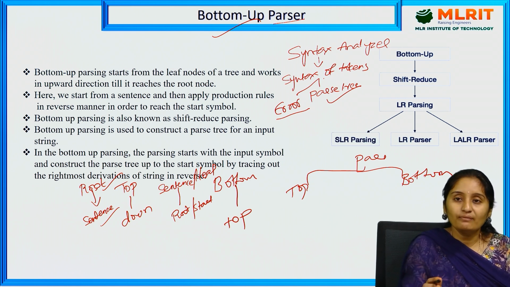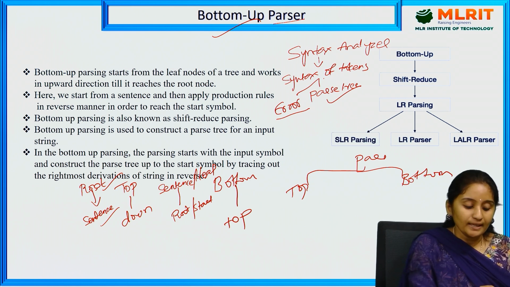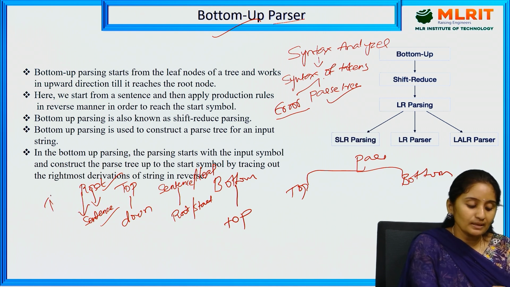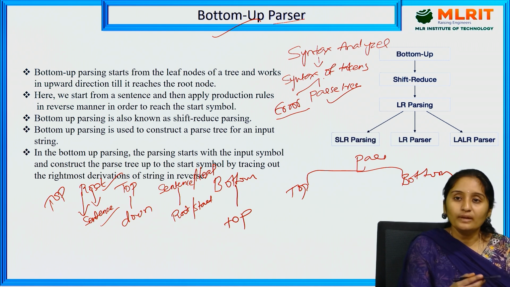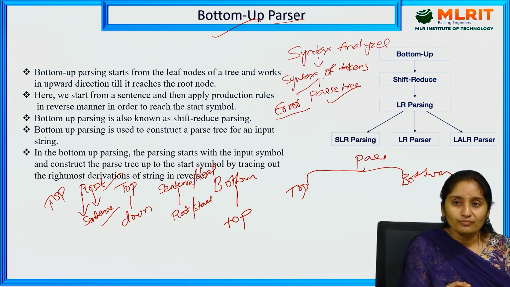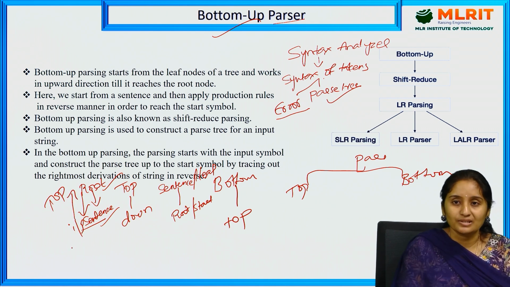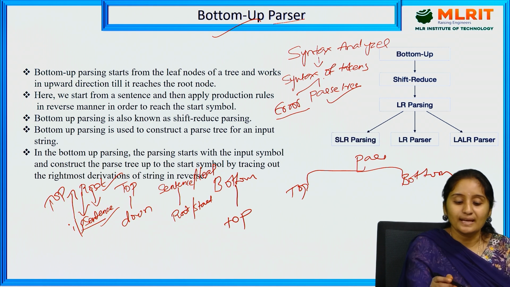Initially we generate a parse tree by taking the root node and generating a sentence, that is, a string. This is the top-down parser. Now in the bottom-up parser, we take this sentence as an input and generate the root node, in a reverse direction. That is why we call it a bottom-up parser.